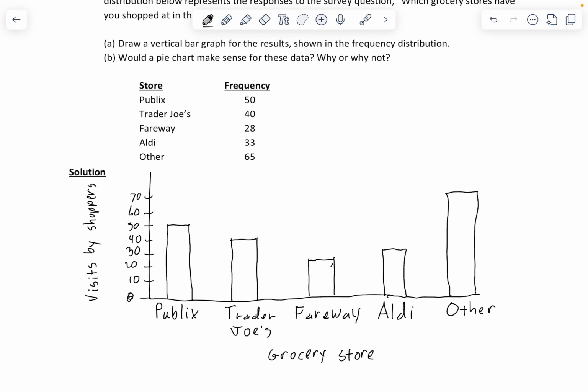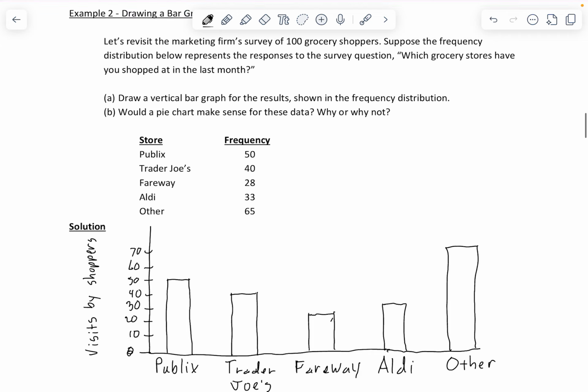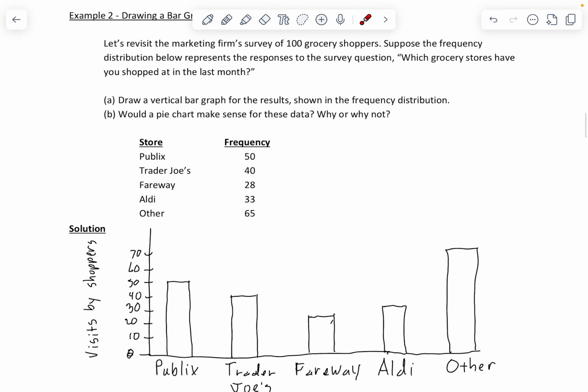So how about the second question there? Would a pie chart make sense for these data? Why or why not? There are two good ways to decide that a pie chart would be a bad choice in this case. One is numerical. We were told that 100 were surveyed.